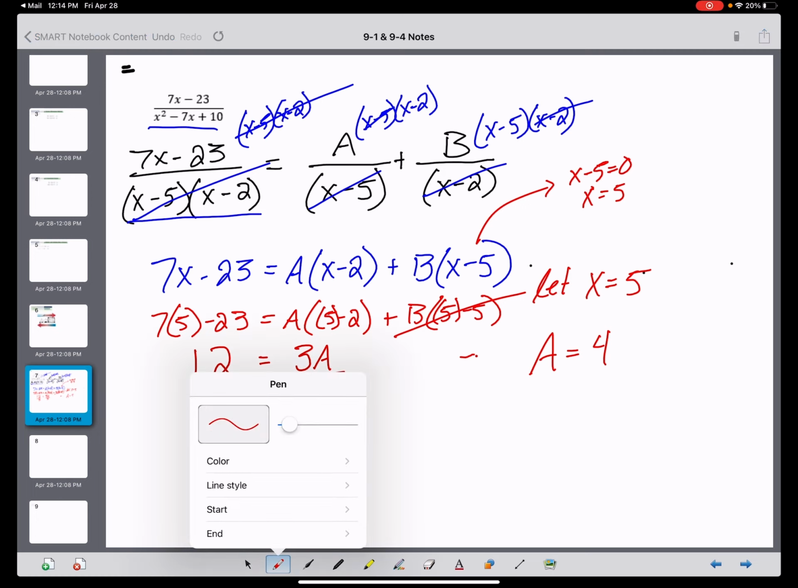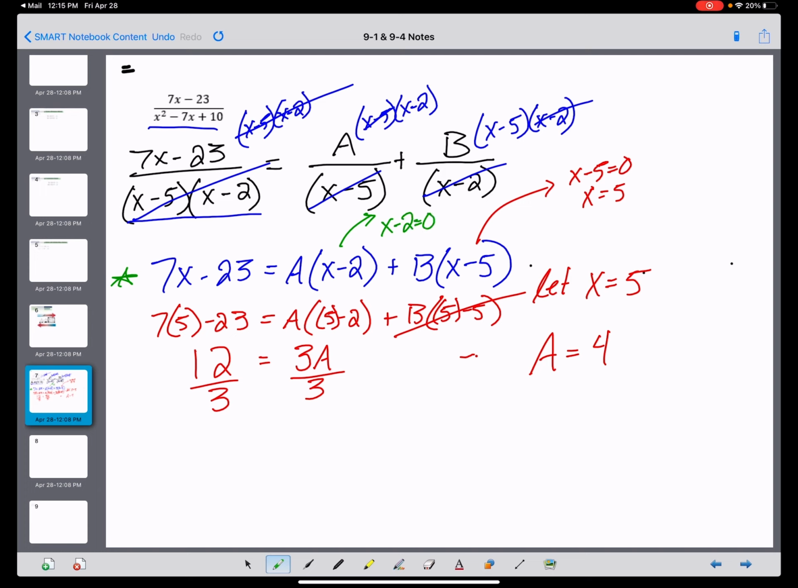Now I can do this again, starting with my blue line. But I want to solve for B. To solve for B, I think about what I could do to make the A term equal to 0. x minus 2 equals 0. Well, I could let x equal 2. So here I'll say, let x equal 2. It'll be 7 times 2 minus 23 equals A times 2 minus 2 plus B times 2 minus 5.